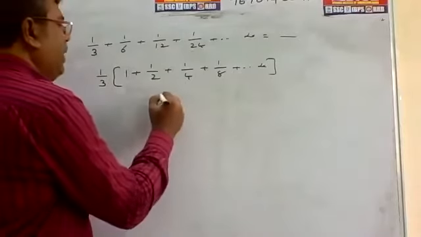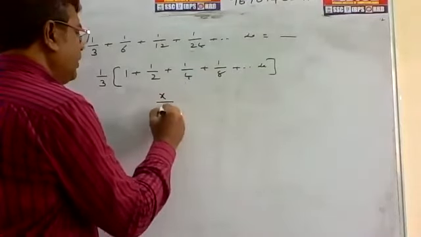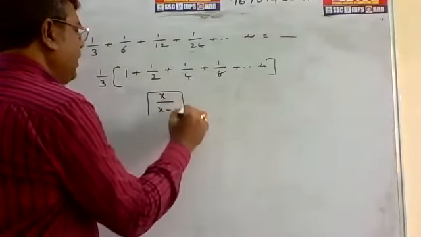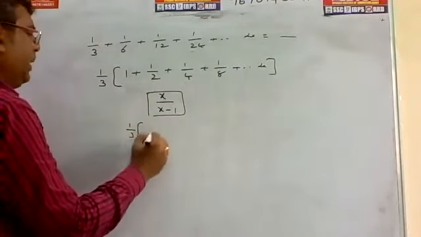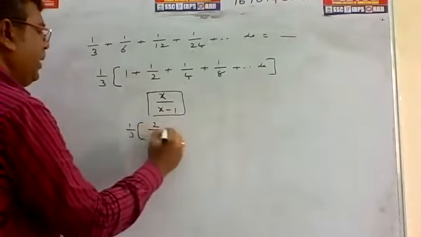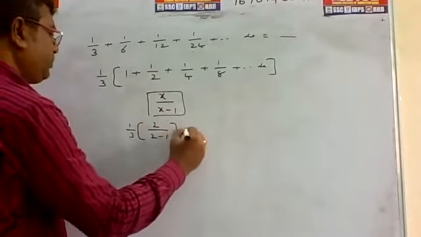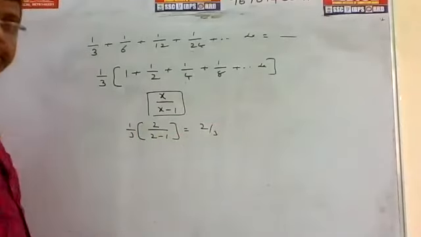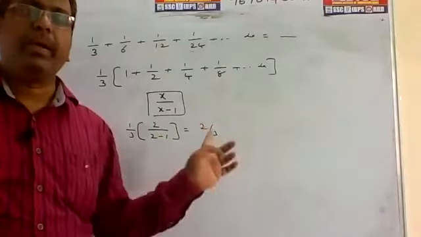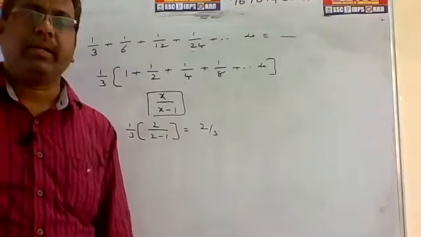What is the first formula? X by x minus 1. Here x means 2. Now it becomes 1 by 3 times 2 by 2 minus 1. So the answer is 2 by 3. 2 by 3 is the correct answer. Very good answer.